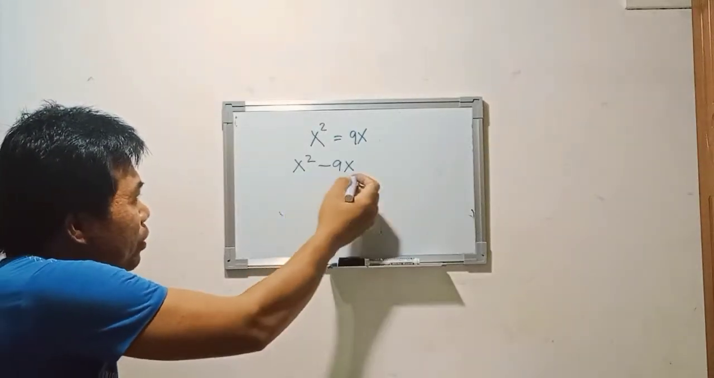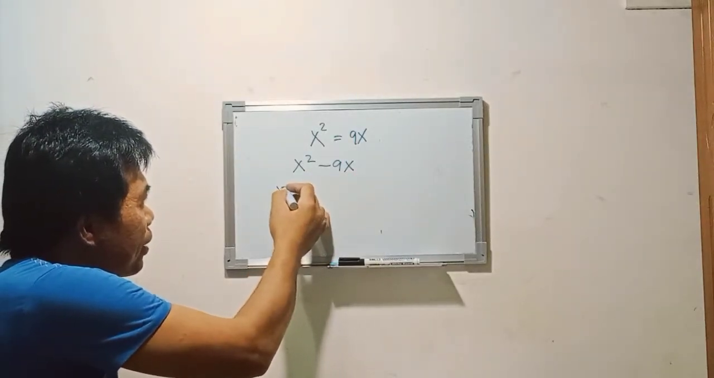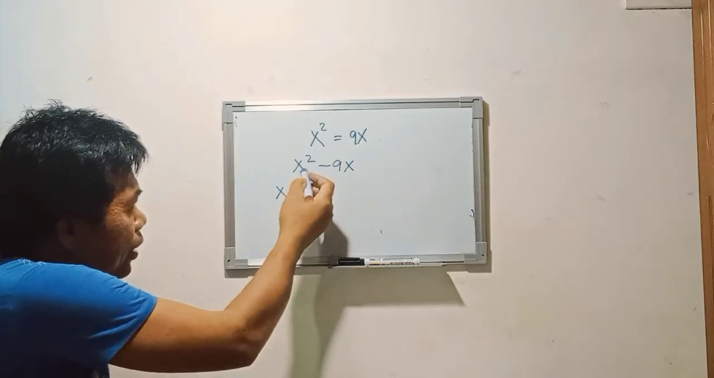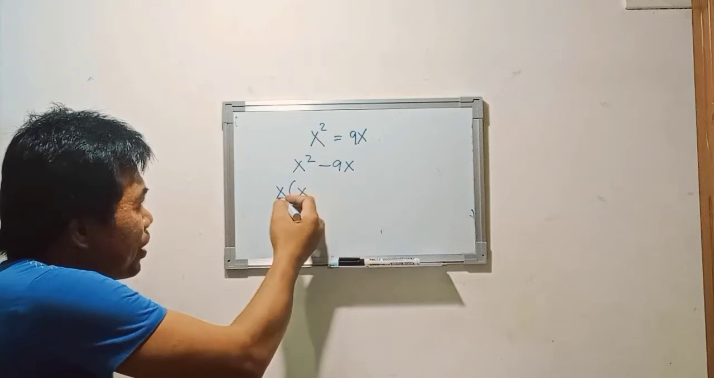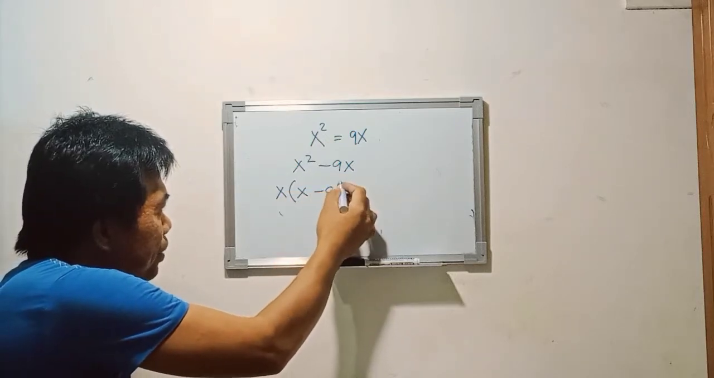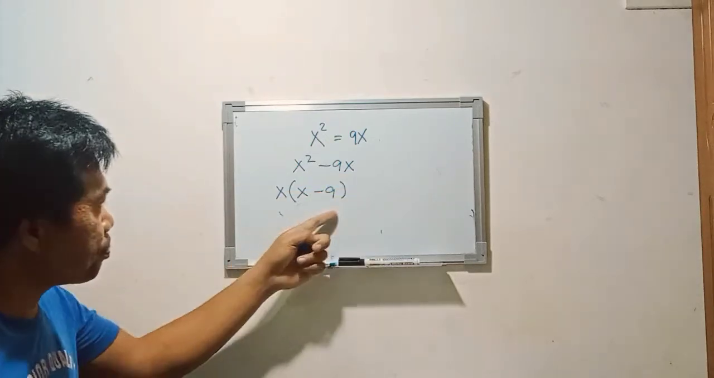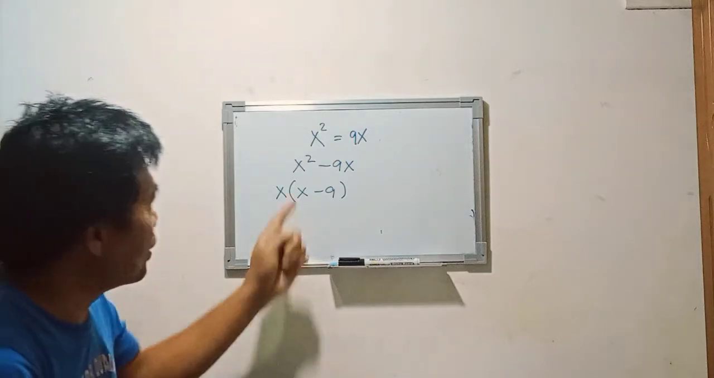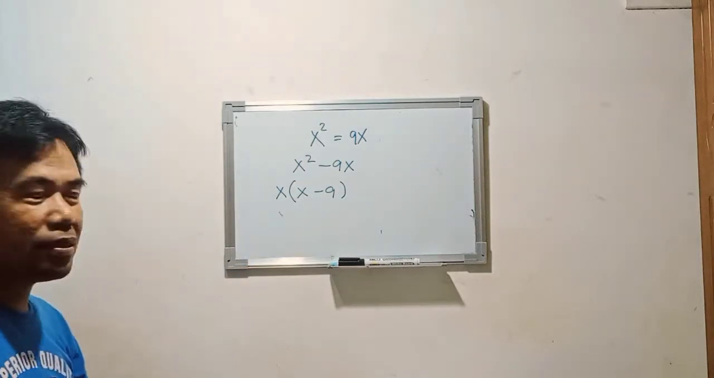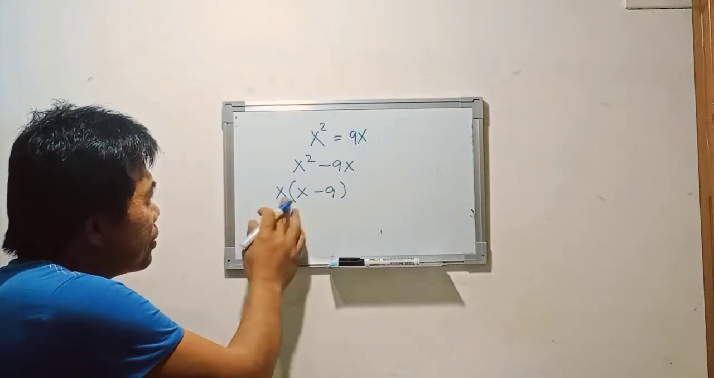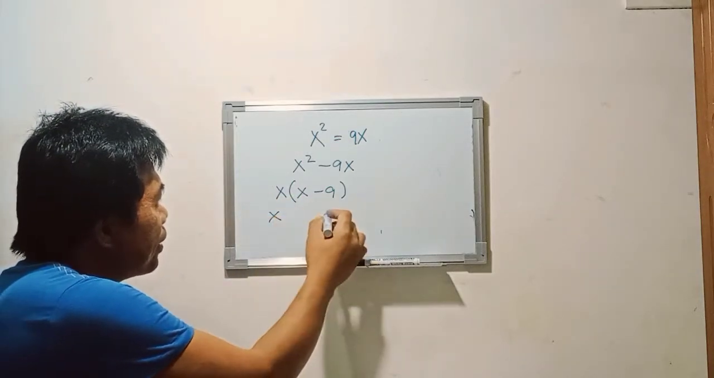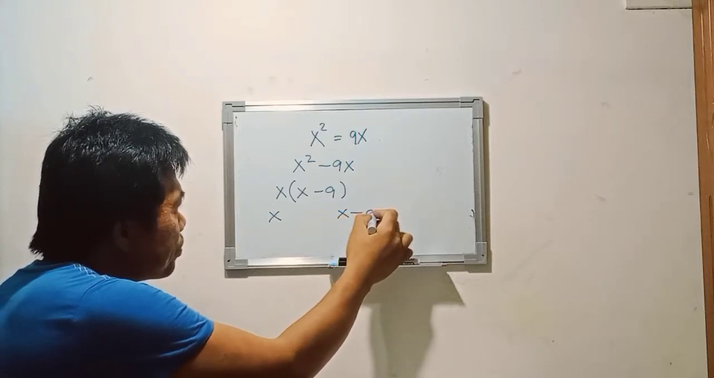So the common factor for this binomial is x. X squared divided by x is x, minus 9x divided by x is minus 9. So this is the factored form of this binomial. So next step is we do the zero property. So we separate these terms, x and x minus 9.